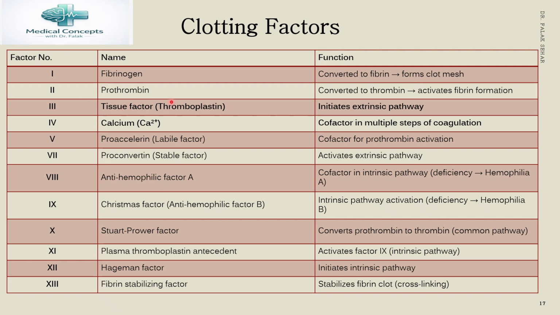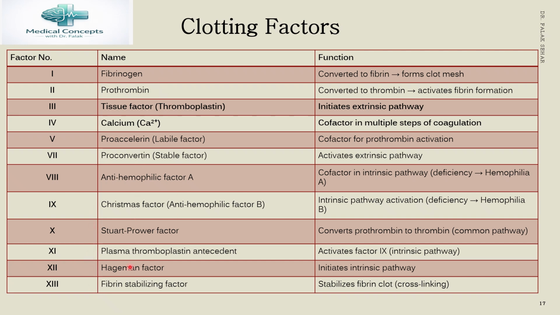Factor 2, prothrombin, it's converted to thrombin and responsible for the activation of fibrin. Third is the tissue factor, that is also known as thromboplastin. It initiates the extrinsic pathway. Number 4, calcium. It's a cofactor in multiple steps of coagulation. Then we have 5, that is proaccelerin or labile factor. It's a cofactor for prothrombin activation. Then we have factor 7, factor 8, factor 9, factor 10, factor 11, 12 and 13.